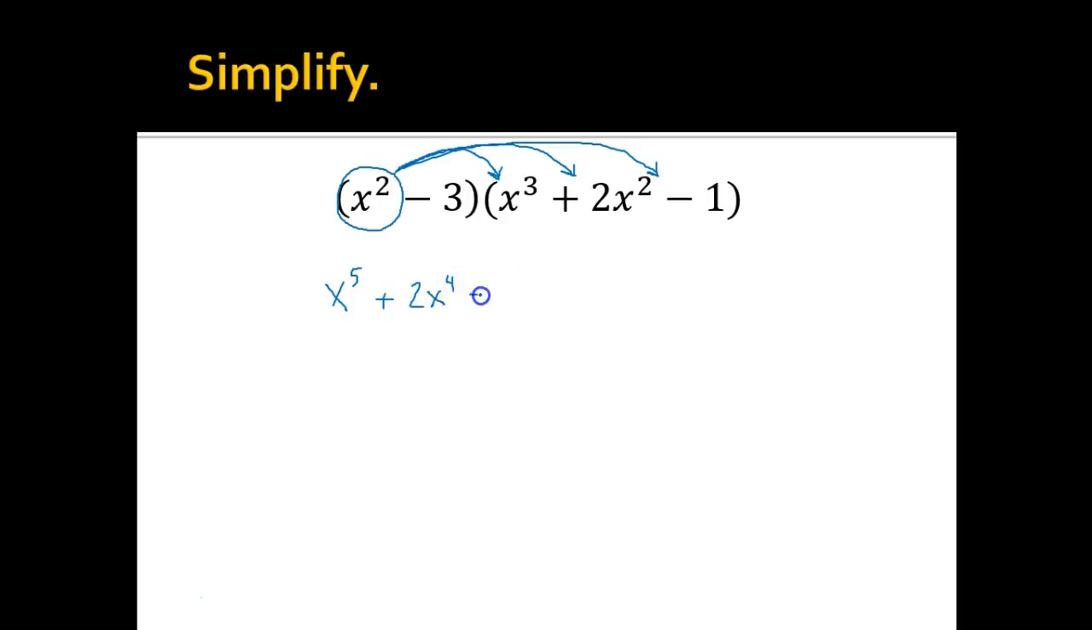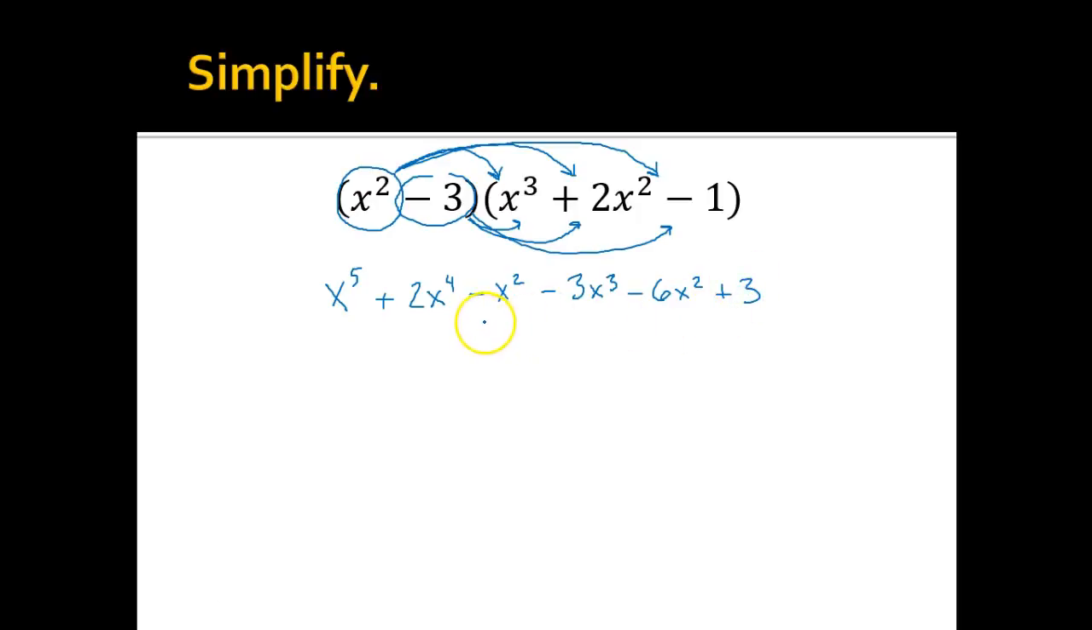X squared times negative 1 is negative x squared. And then we'll take the second term, negative 3, and multiply it times each of the terms in the trinomial. Instead of writing the answers on the same line, I'm going to go down one. Negative 3 times x cubed would be minus 3x cubed, minus 6x squared, and then plus 3. Negative 3 times negative 1 is plus 3.